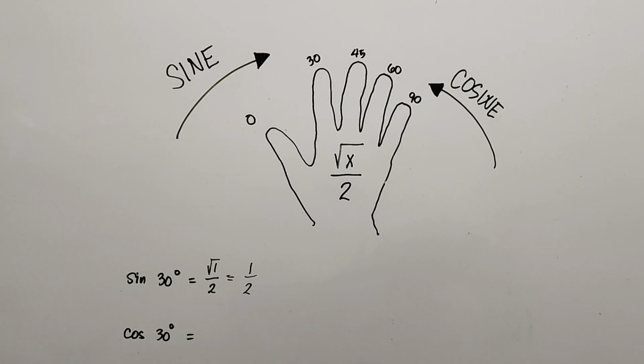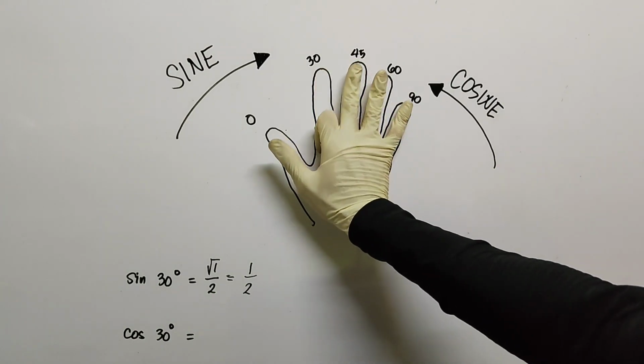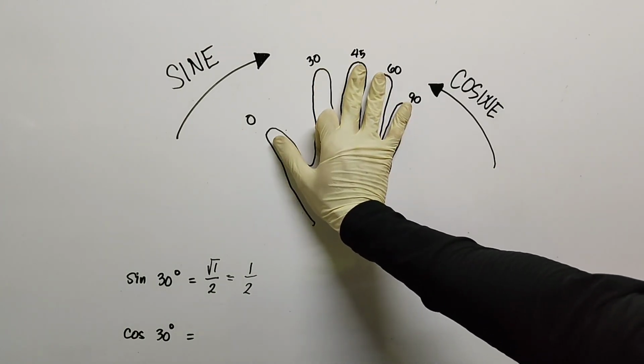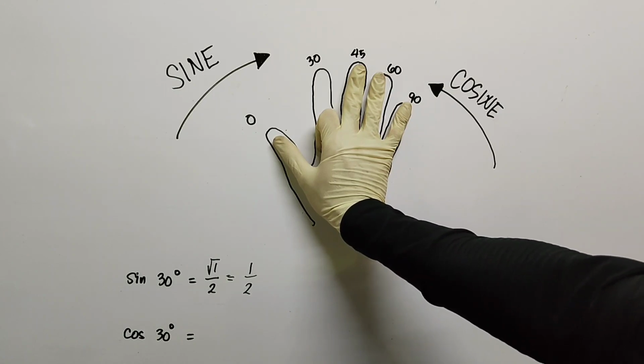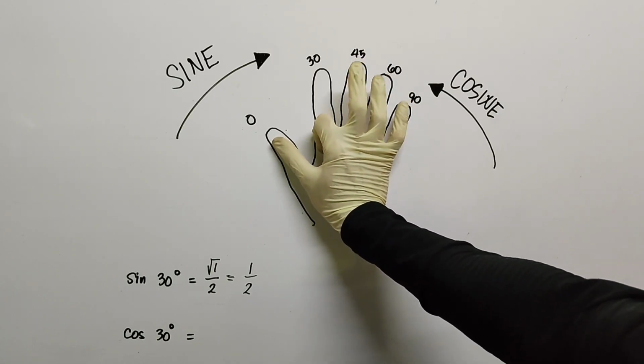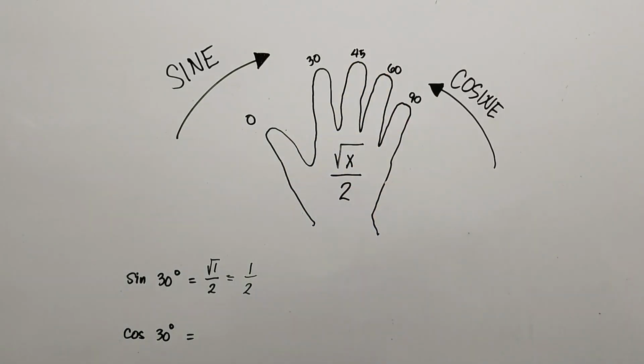So, sine 30 is 1/2. How about for cosine? Cosine 30. Just fold your finger for the 30. Cosine is from the right. How many fingers do we have until the folded finger? We have 3, this one. So, your x is 3. Just copy the 2. So, the cosine 30 is square root of 3 over 2.